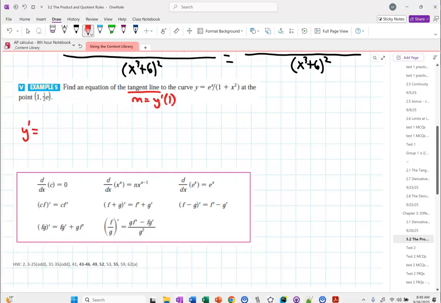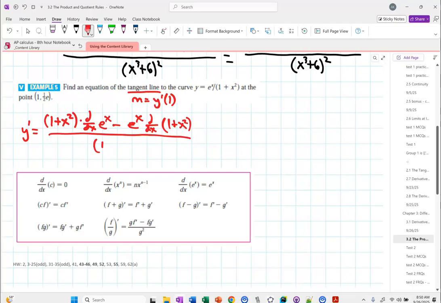So it's the bottom times the derivative of the top minus the top times the derivative of the bottom all over the bottom squared. There.